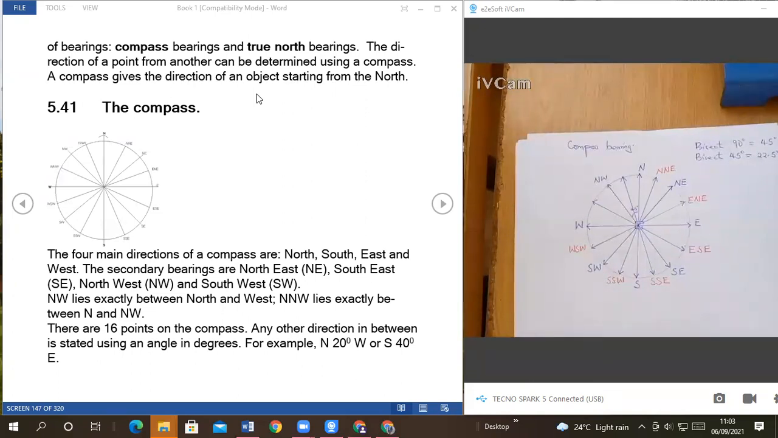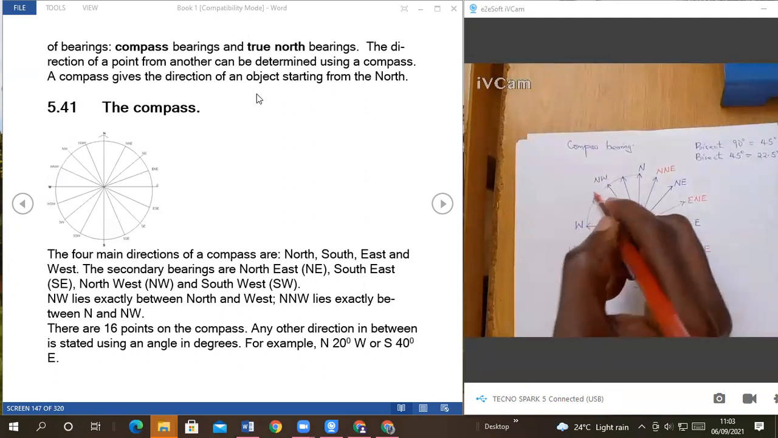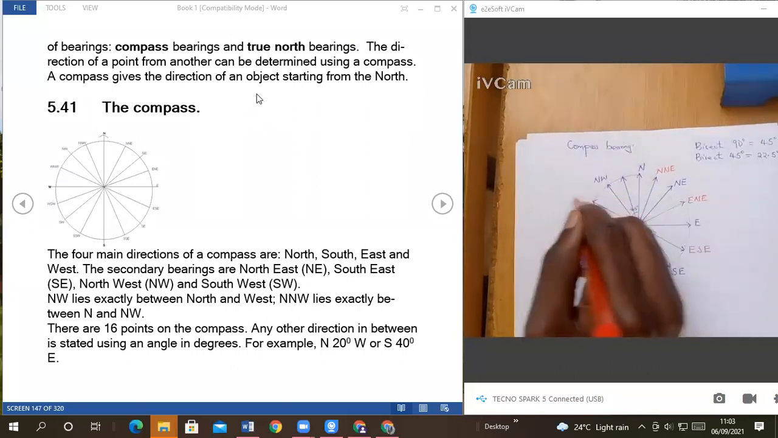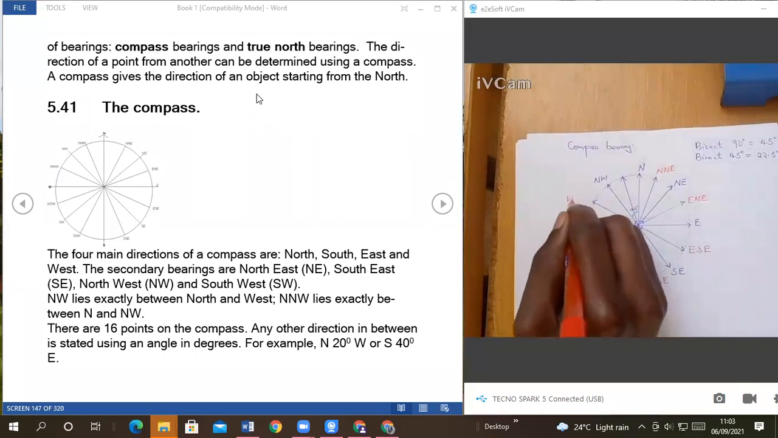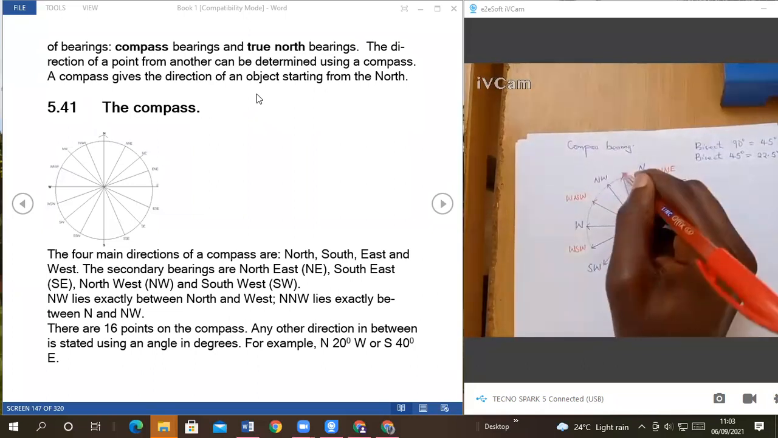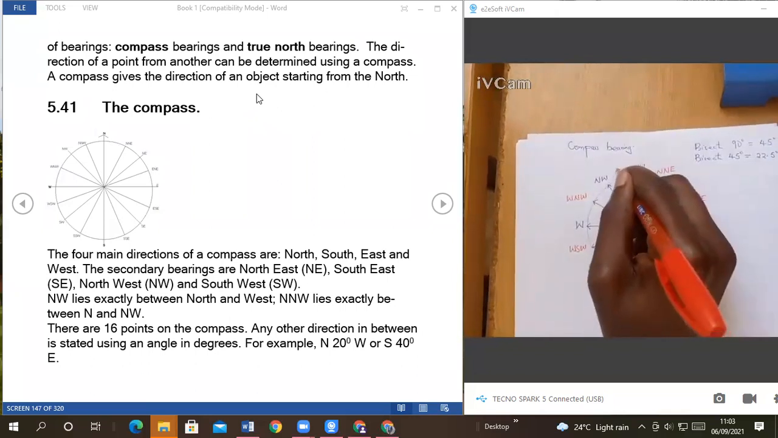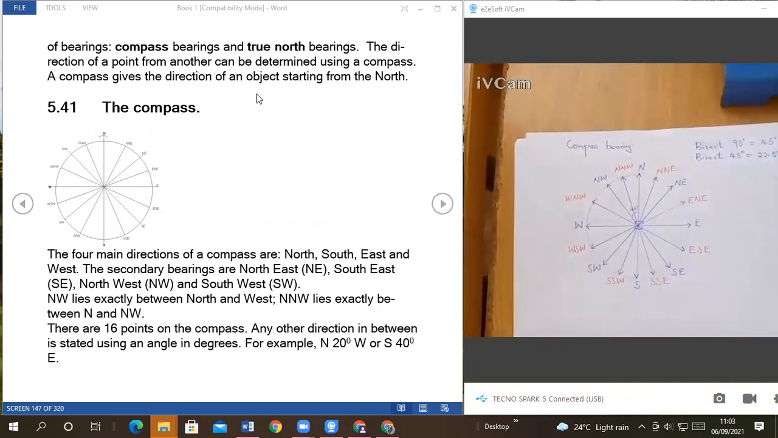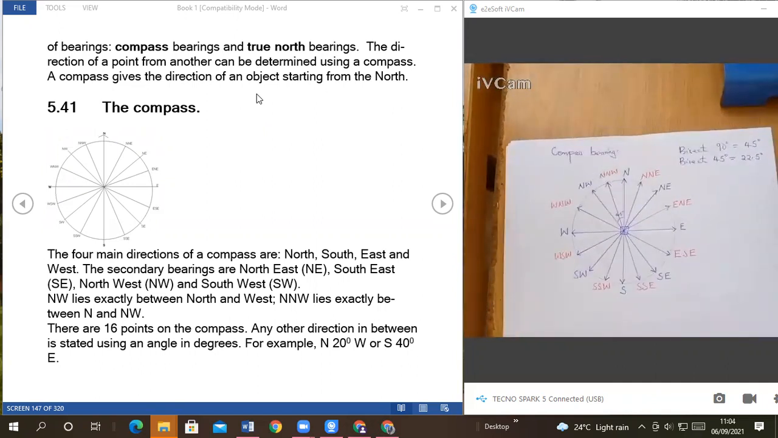Okay? Then what about this one, members? This is west. West-north-west. Then north-west. Then north-north-west, and then north.